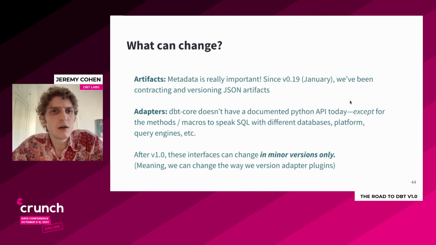The first is folks who rely on metadata artifacts, which we started contracting and documenting in January in version 0.19. We've already had a couple of version bumps, a couple of new schemas. We're going to keep doing that after 1.0. We want folks to be using and leveraging really, really valuable metadata coming out of dbt projects. And if we can restructure those artifacts in minor ways, tweak them to make them more usable, more accessible, we're going to do it with really clear communication.